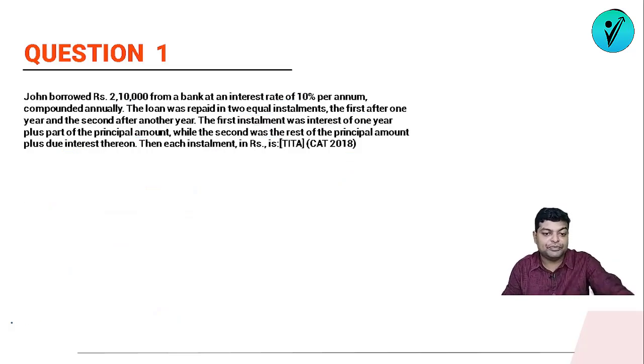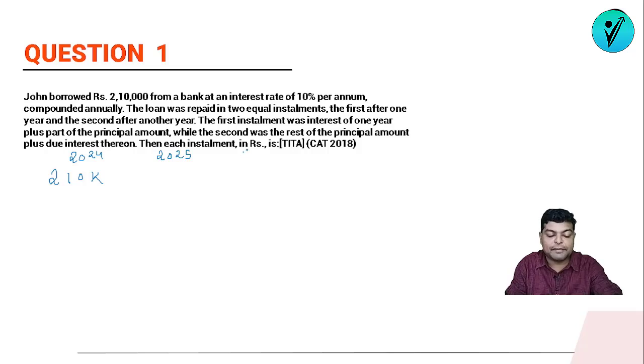So question number 1. The first one is the reducing balance concept. Reducing balance concept means that whatever is left, interest will be calculated only on that. Now suppose John has borrowed a loan of 210k in the year 2024. The first installment he will be paying in the year 2025 itself.